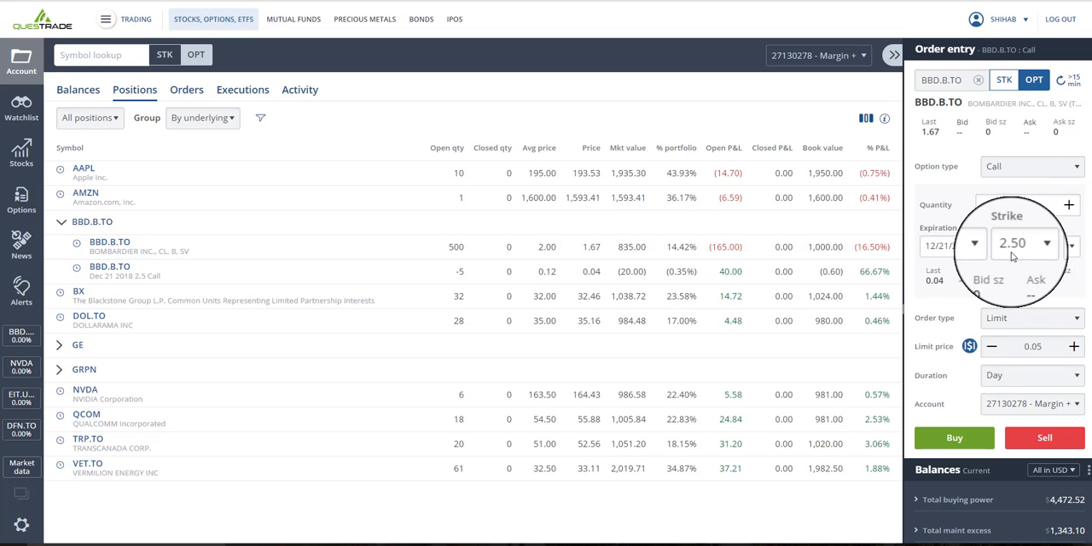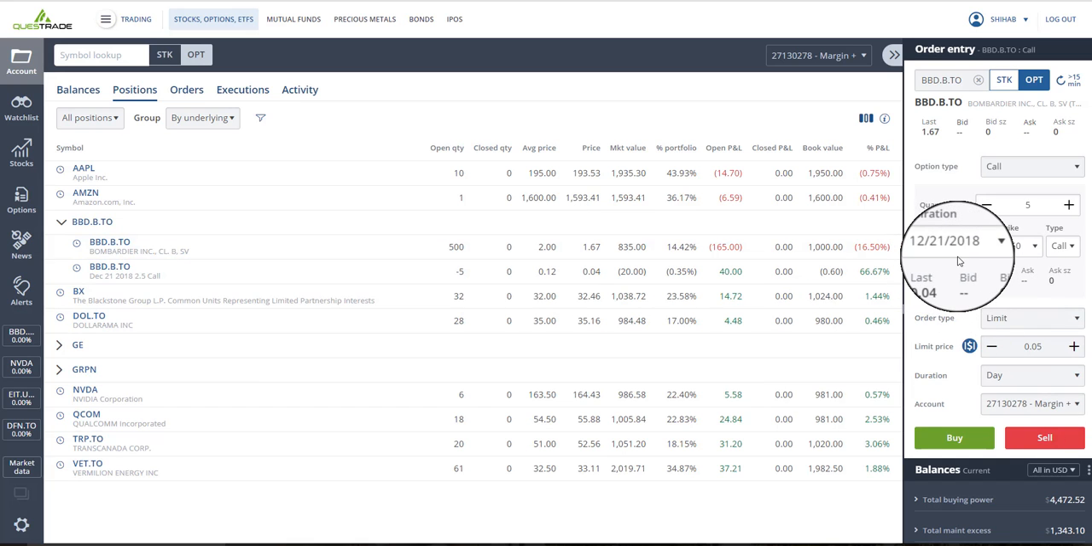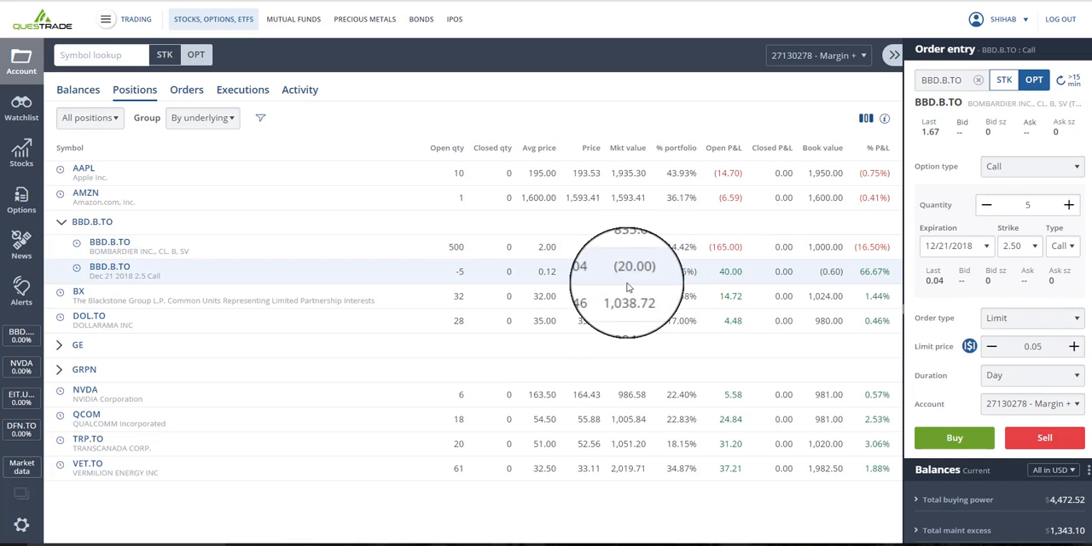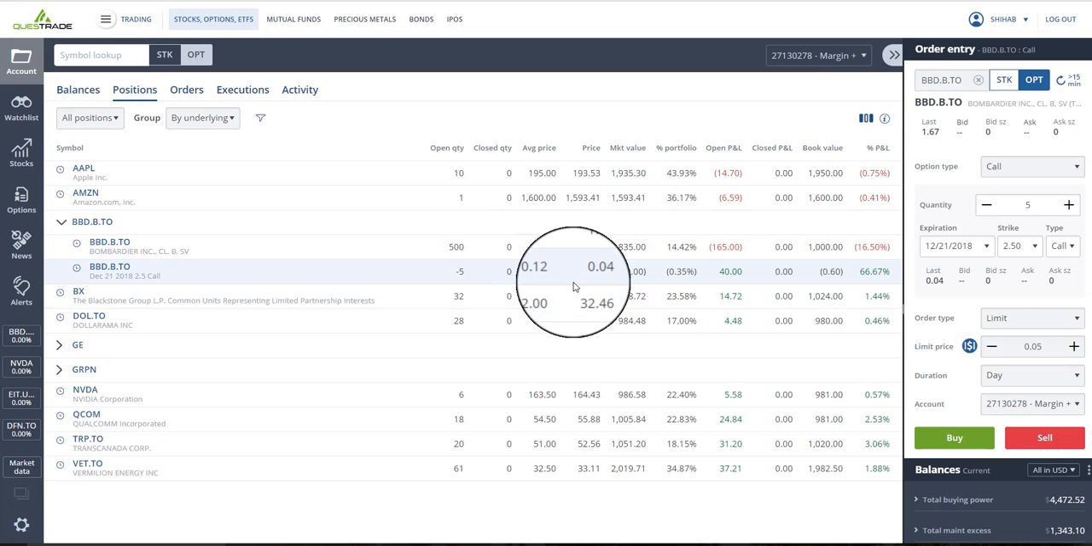So what this strike price means is if the price of the stock surpasses $2.50 before the expiry date, before December 21st, my shares are going to sell automatically, and I'm still going to keep the premiums that I sold. So the $45 that I collected are mine. In any scenario, the $45 I collected are mine.